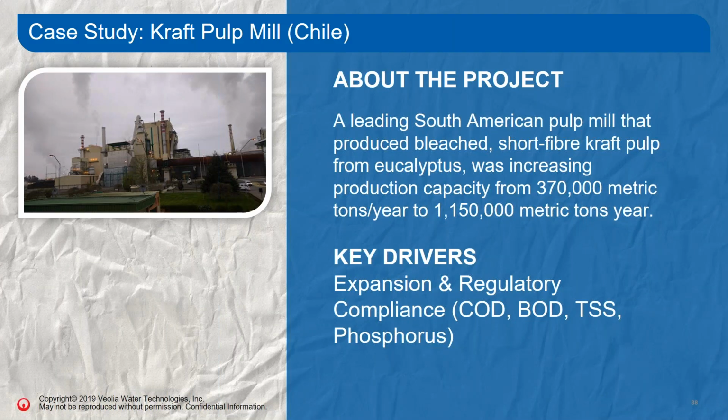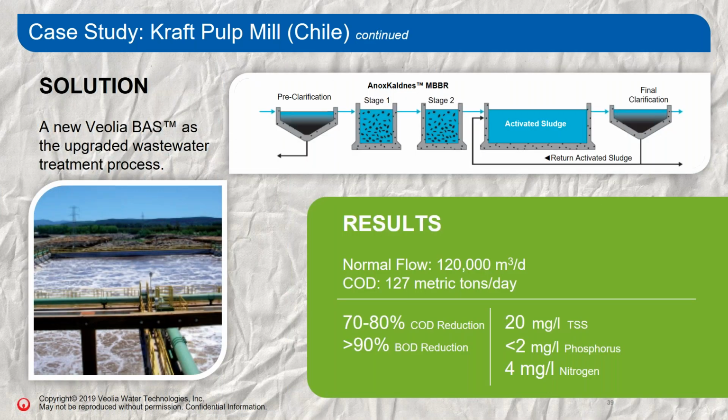Yeah, thank you. We've chosen a couple of case studies just to demonstrate typical applications of MBBR in the pulp and paper industry. This case in Chile was a mill increasing their production capacity a lot, up to more than 1 million metric tons per year. By doing that, they needed to expand and to meet the regulations for COD, BOD, TSS, and phosphorus. And the choice here, next slide, please.